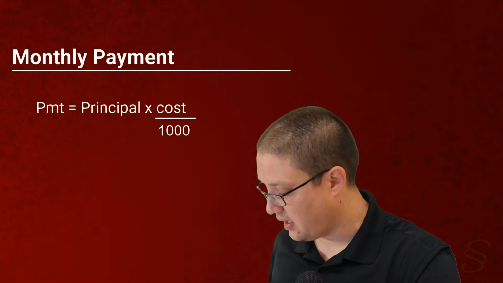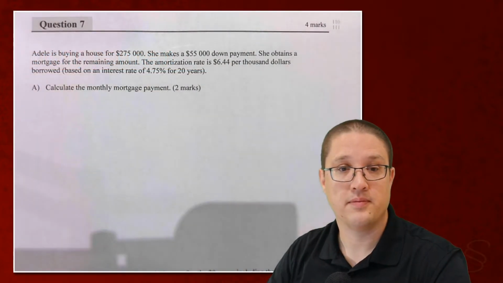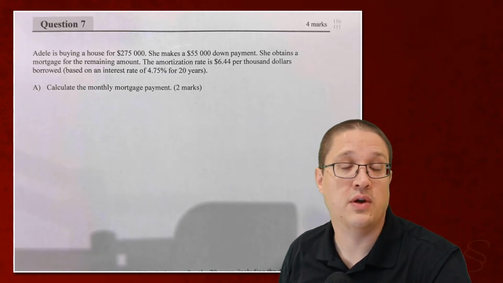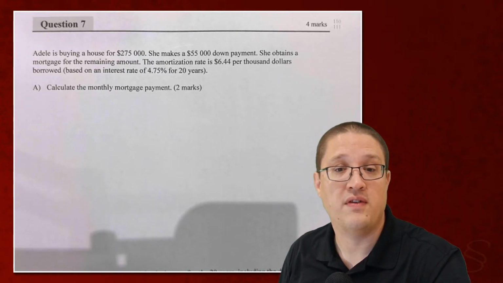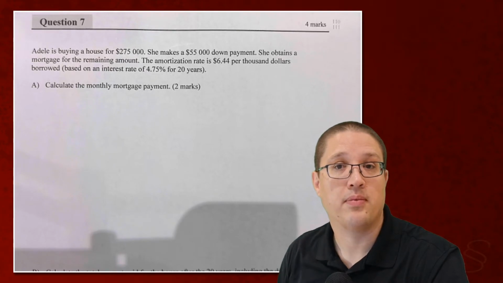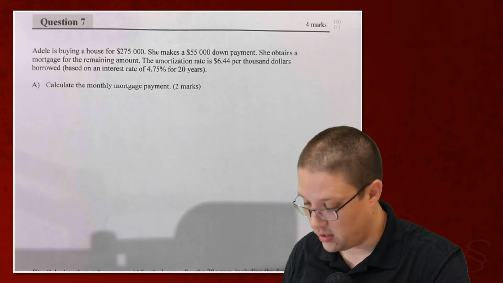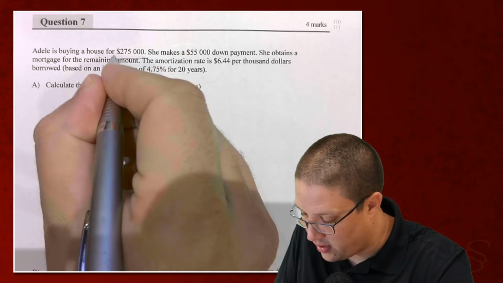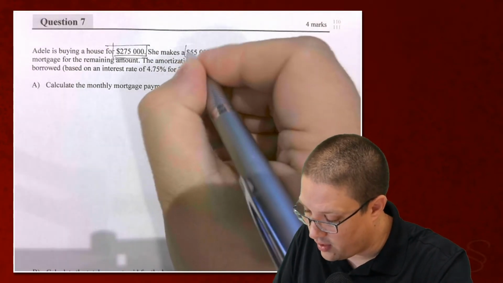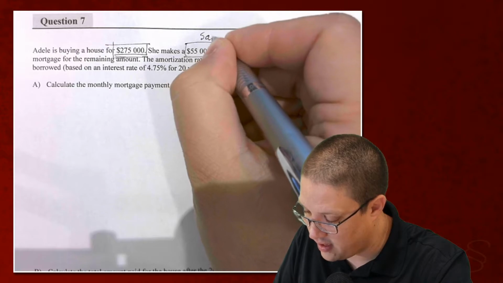So let's take a look at an example here. Here we have Adele who's buying a house. She's buying a house for $275,000 with $55,000 as a down payment. He gets a mortgage on what's left. Great. Couple of things that we can notice here. This is the house price. That's how much she paid for the house. She already has this much saved up.